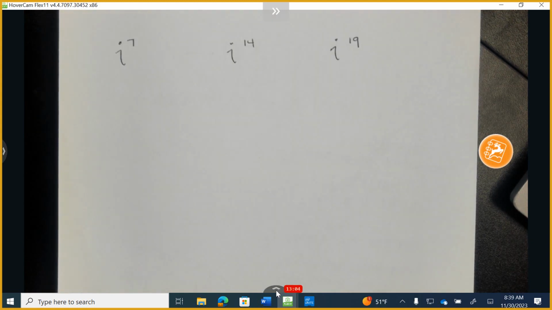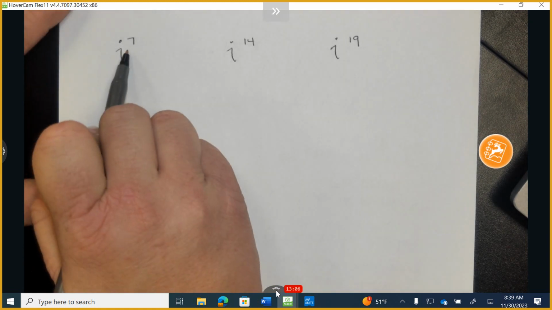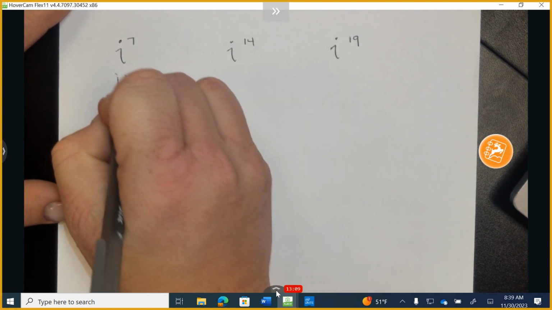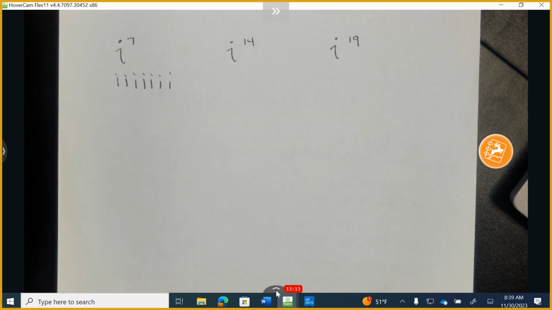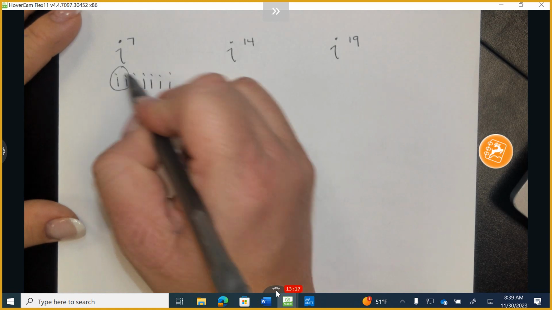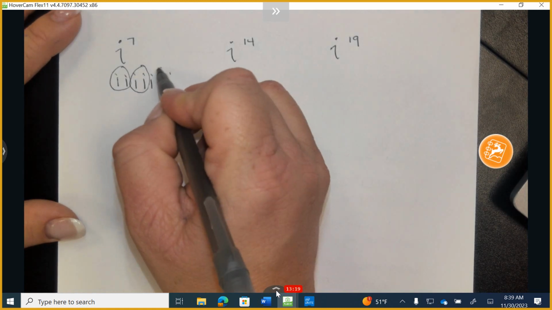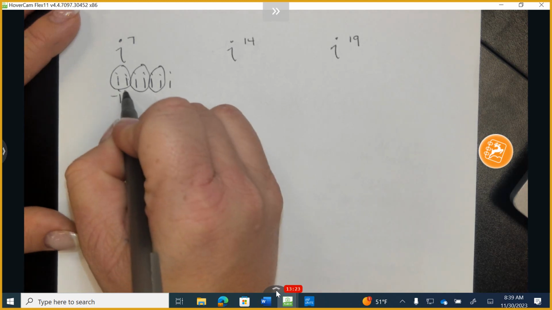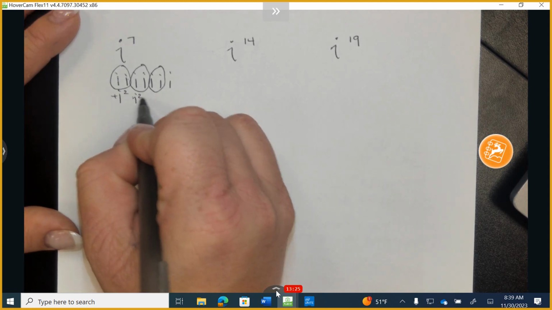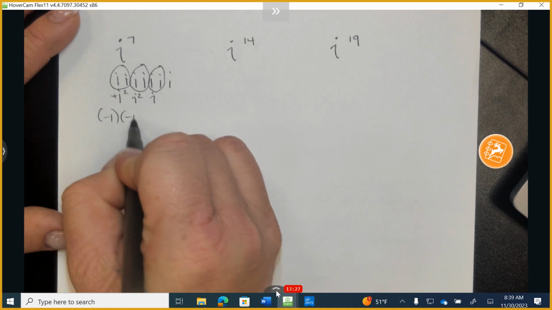How do I evaluate this? I would start by writing down 7: 1, 2, 3, 4, 5, 6, 7. And if you forget to group them into pairs of 2, there's 1 pair, 2 pairs, and 3 pairs. Each of these pairs is the same as i squared. What is i squared equivalent to?